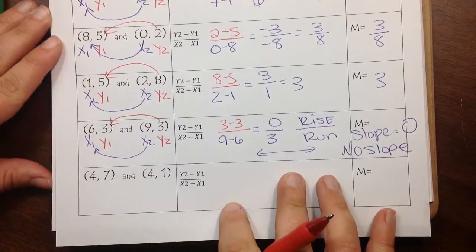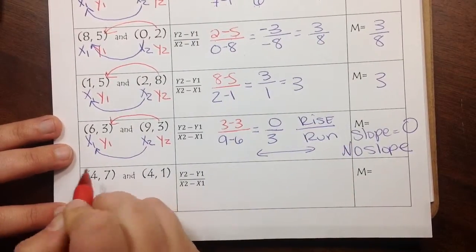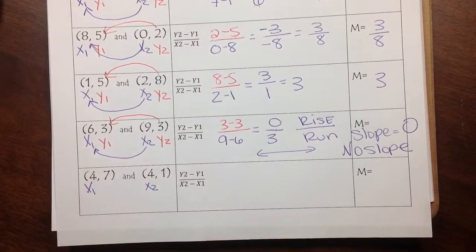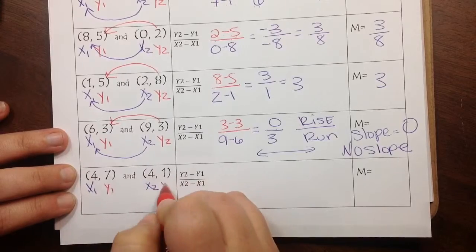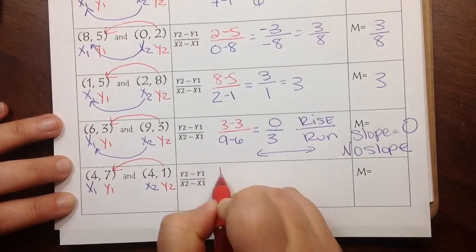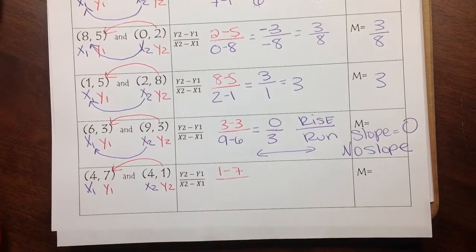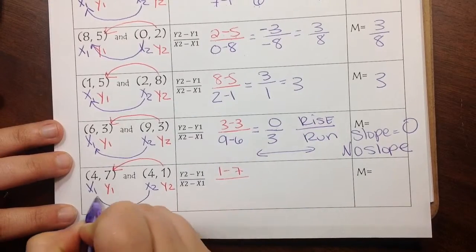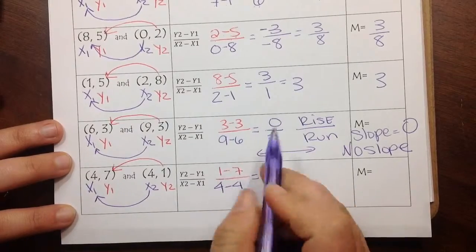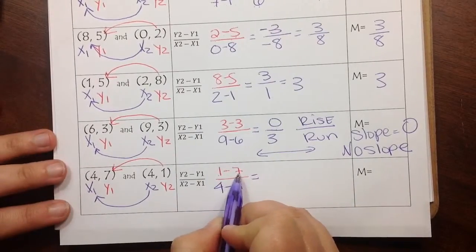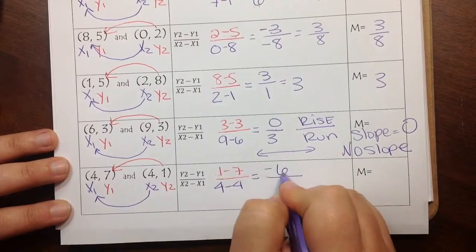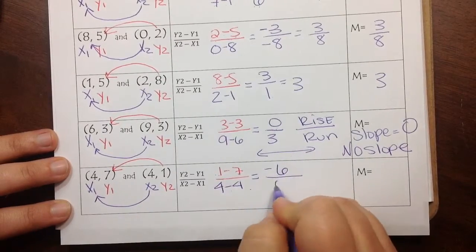So we're going to go to our last one. x1, x2, y1, y2, y2 minus y1, so 1 minus 7 over x2 minus x1, 4 minus 4. If you hold up one finger, you cannot take away 7, therefore it's going to be a negative. 7 minus 1 is 6. 4 minus 4 is 0.